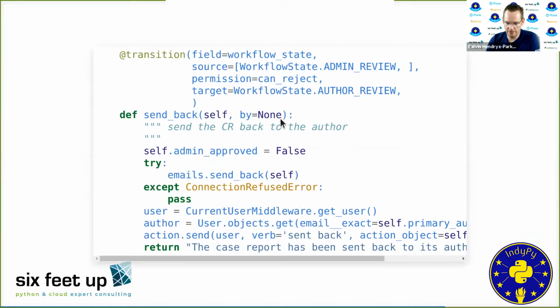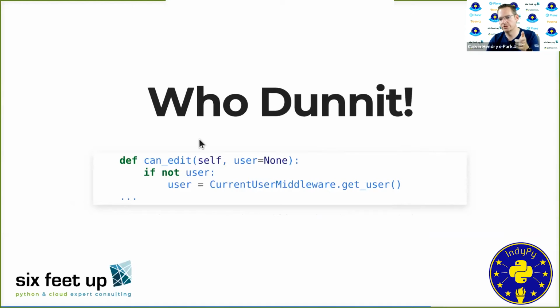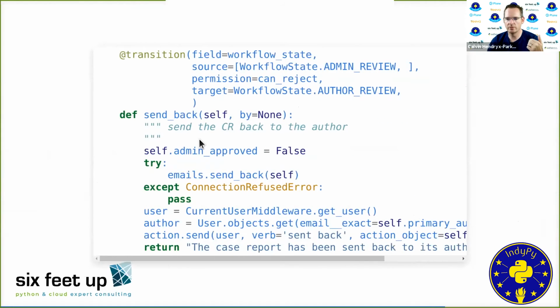Here's another example of calling that current user middleware. The previous example was a permission. So in this case, we're getting the current middleware to get the user as part of a permission. But you may also want to get the current user as part of your transition. The permission was can edit or can reject, but we want to check that user and actually do some action based on the current user.